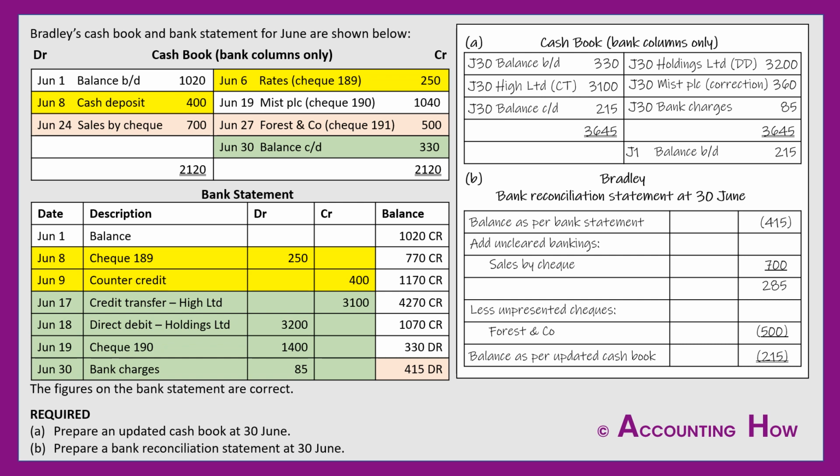Just a final thing on the bank reconciliation statement. It is possible to do it upside down, completely the other way around, and start with the balance as per the updated cash book and finish with the balance as per the bank statement. It may well be that you've been taught that way, or you're looking at another resource which has it that way. That's absolutely fine. You just have to remember that if you're working the other way around, you will need to add the unpresented cheques and less the uncleared bankings.